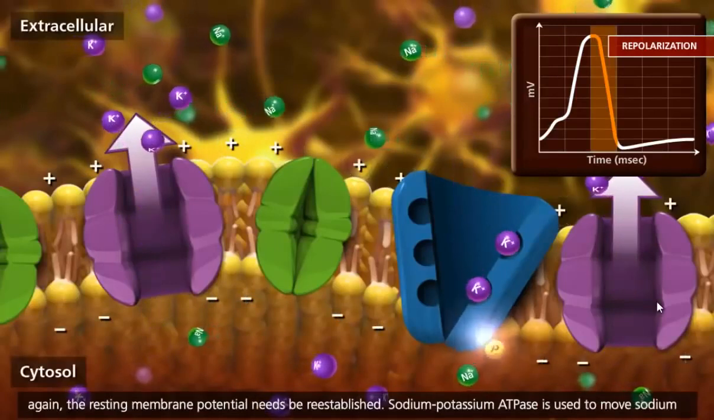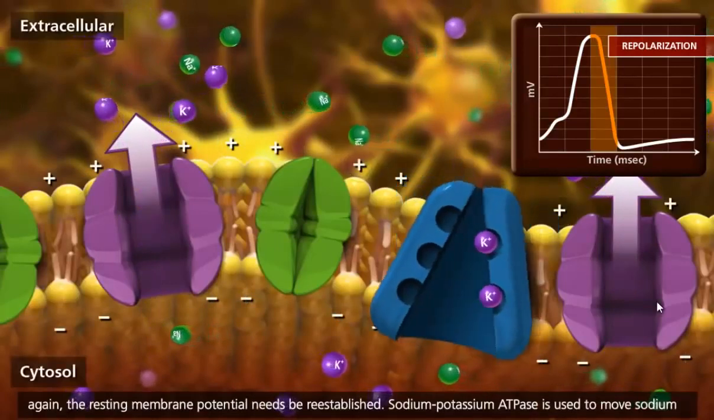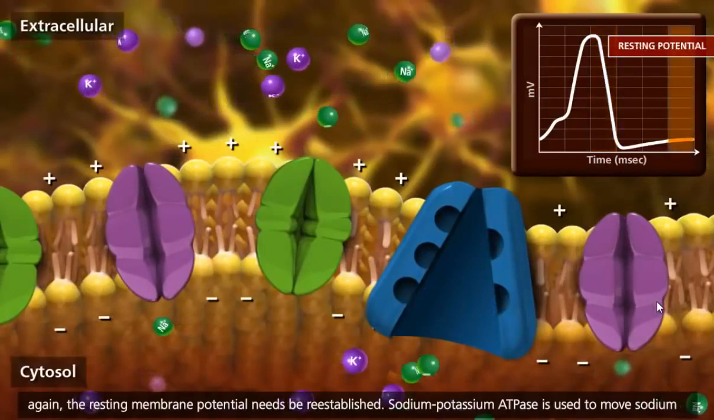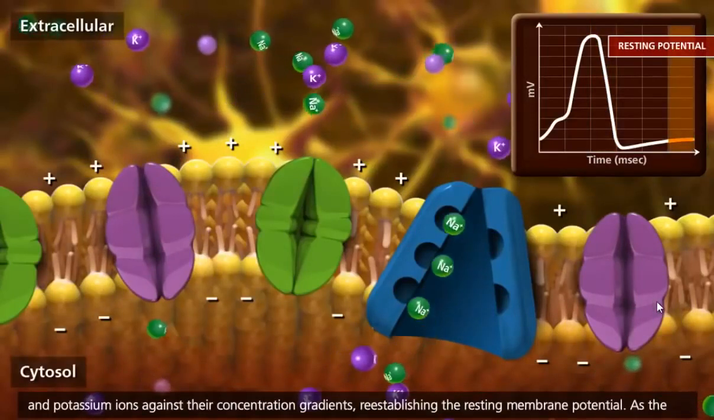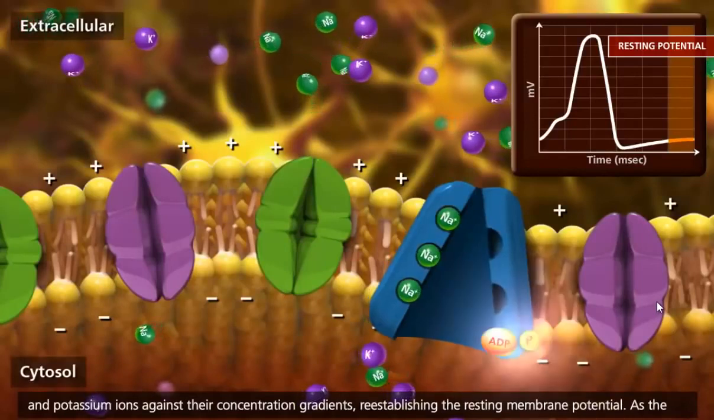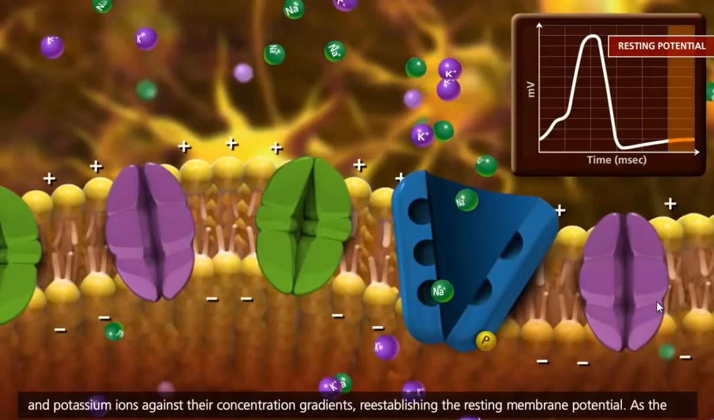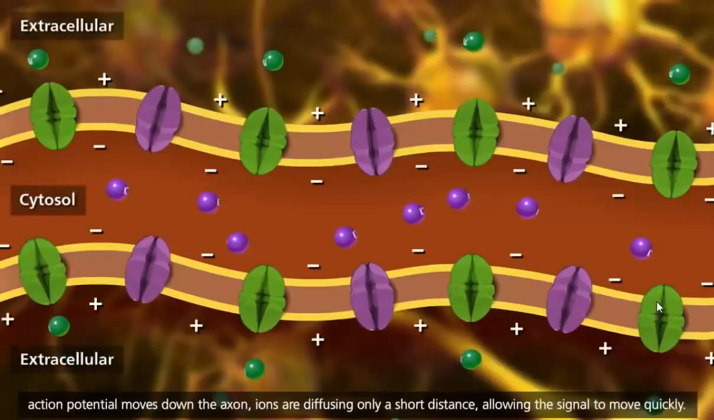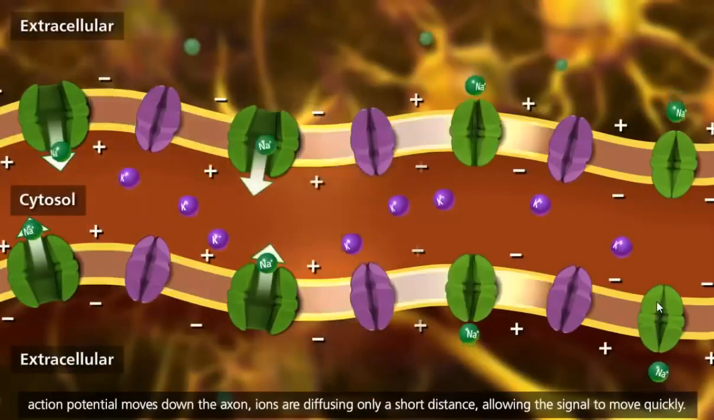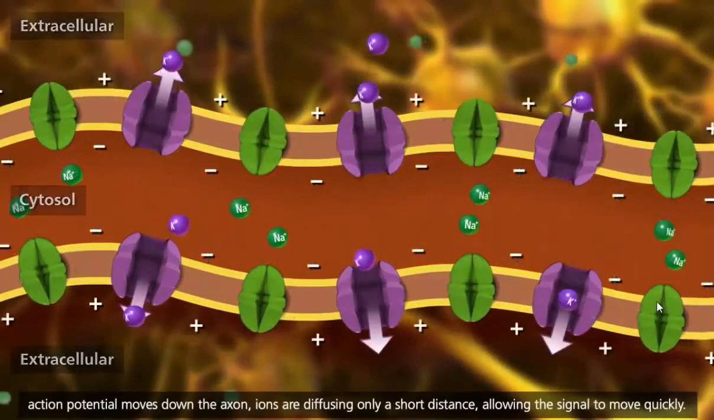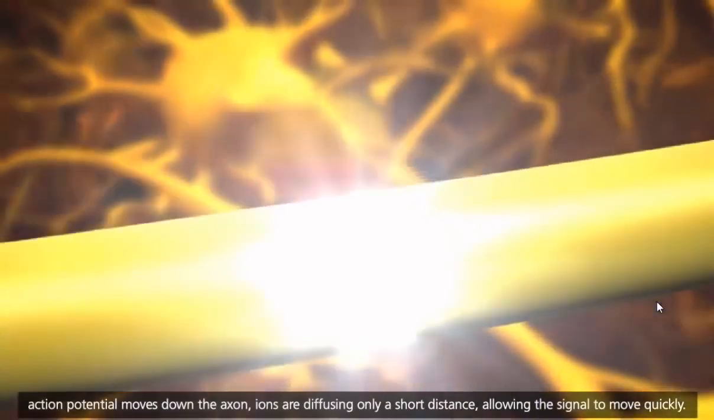For the neuron to fire again, the resting membrane potential needs to be re-established. Sodium-potassium ATPase is used to move sodium and potassium ions against their concentration gradients, re-establishing the resting membrane potential. As the action potential moves down the axon, ions are diffusing only a short distance, allowing the signal to move quickly.